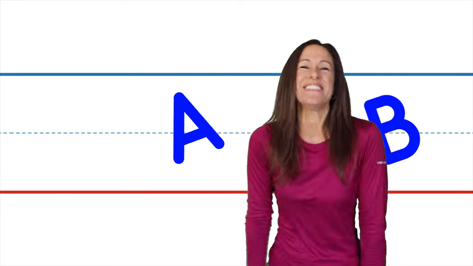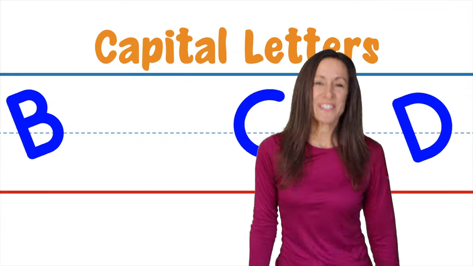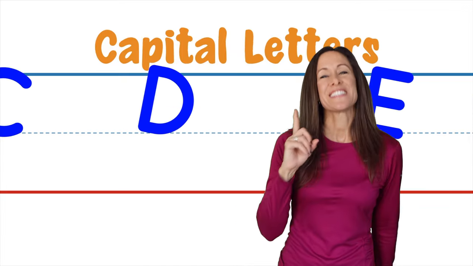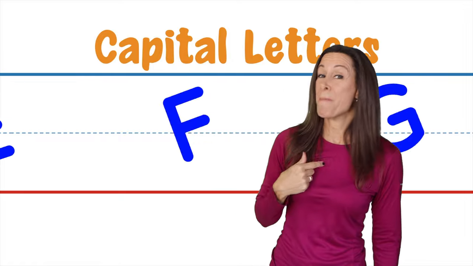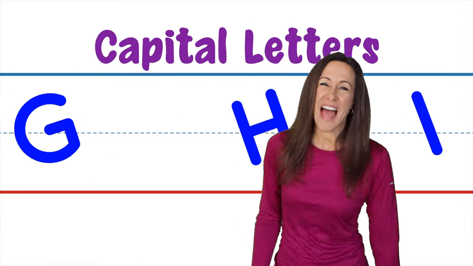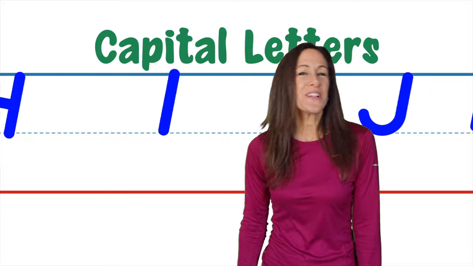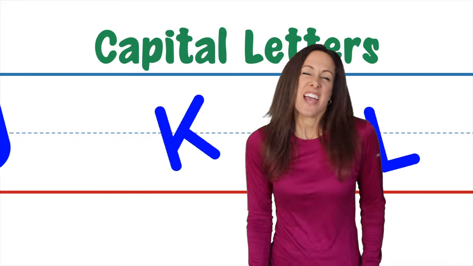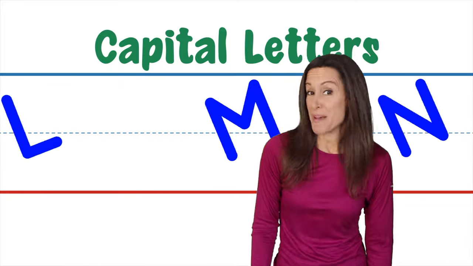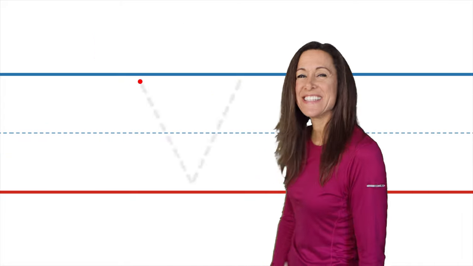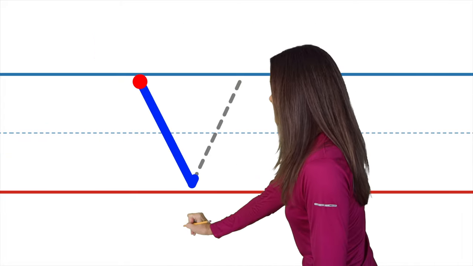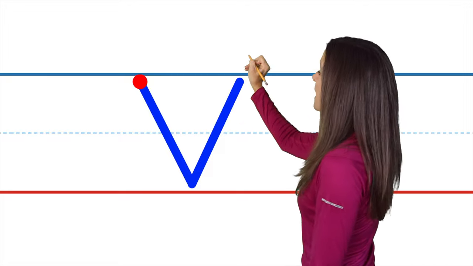Capital letters. The first in a sentence and my name. In front of nouns, months, and holidays. V: start at the top, slant, center, then up.